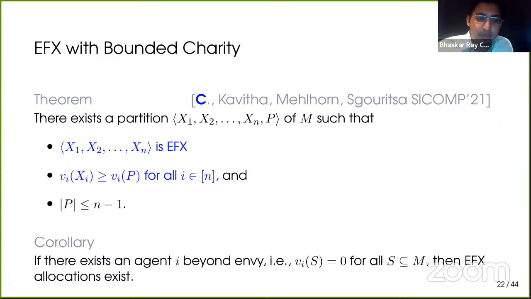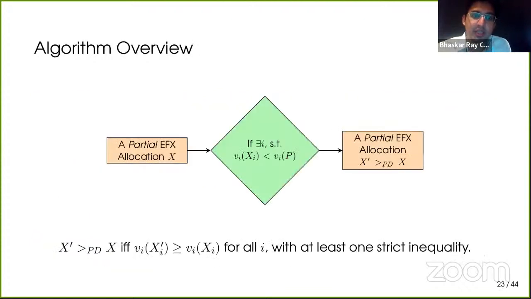Okay. Great question. So let me now tell you the algorithmic framework here. Always we would maintain a partial EFX allocation, meaning an EFX allocation where not all goods are allocated. And as long as there is an agent that finds the pool of unallocated goods valuable, we will get a better partial EFX allocation, meaning a partial EFX allocation where every agent is at least as happy as they were before, with some agents being strictly happier, meaning that the valuation vector that you're going to get in X prime Pareto dominates the valuation vector of X.